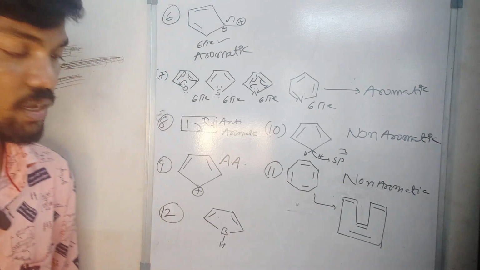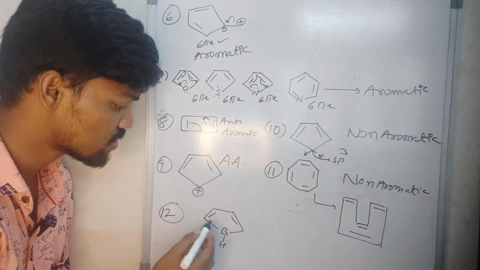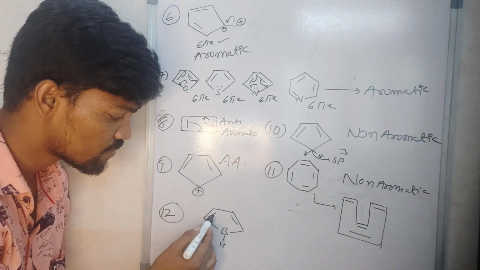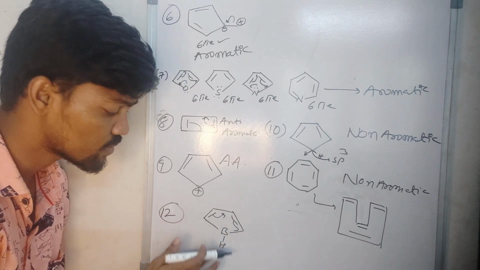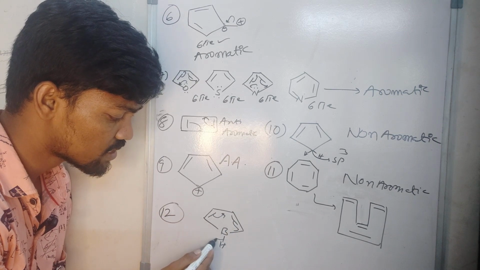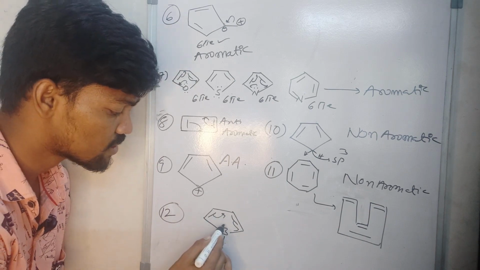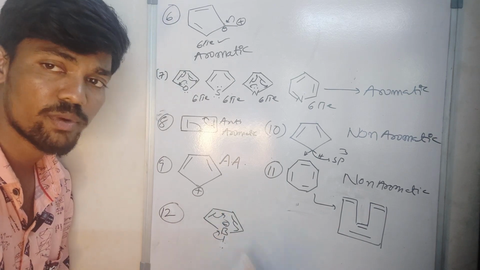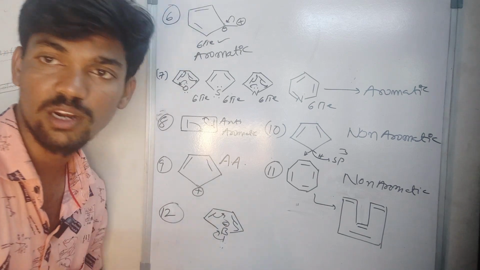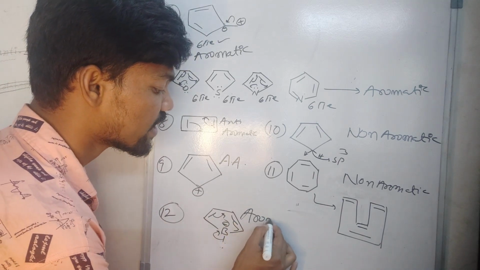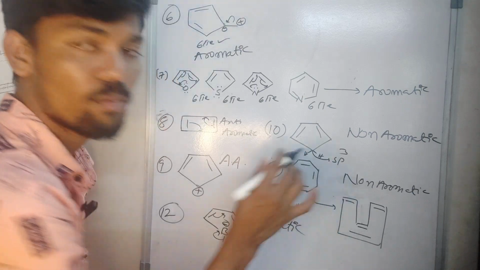You have to remember. Coming to this point, what's going on here? This will be shifted. This electron will be shifted to here. Hydrogen will be away. So what happens here? Negative charge will be there. Complete conjugation will be there. Totally 6 pi electrons will be there. It is an aromatic compound.